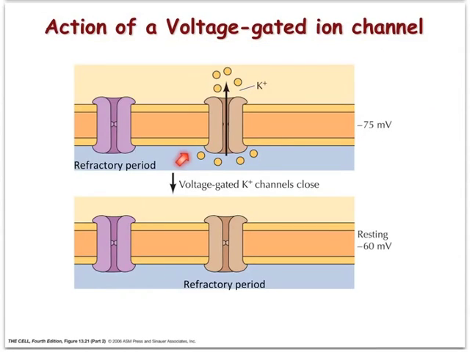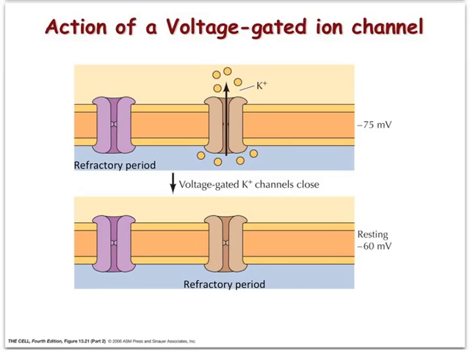And the opening of the potassium channels, the full opening of the potassium channels, will then allow the flow of potassium ions from the inside of the cell to the outside of the cell in favor of their concentration gradient. And this flow of potassium ions outside of the cell will continue until the voltage across the membrane reaches a value of about -75 millivolts. At that point, the potassium channels will close once again and they will remain closed for some period of time.